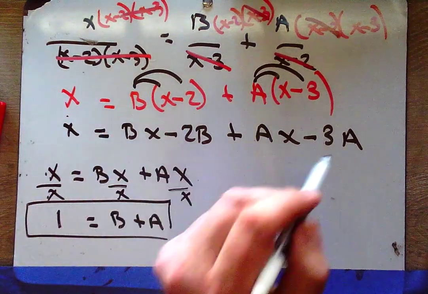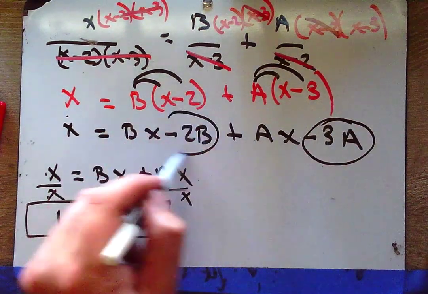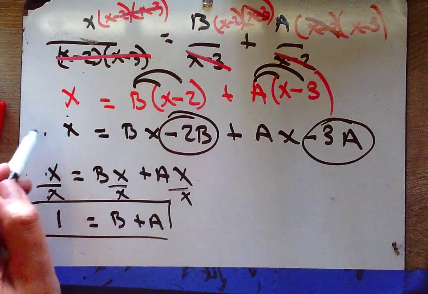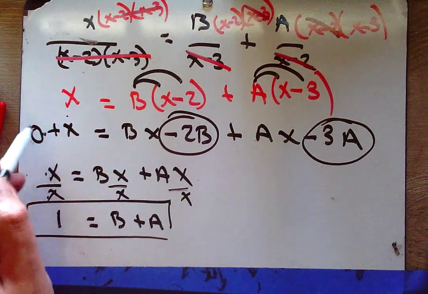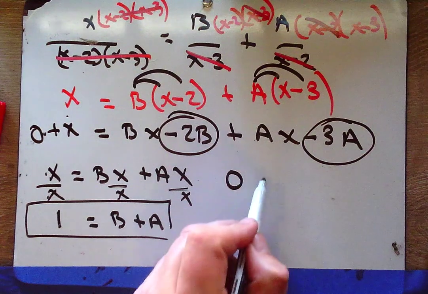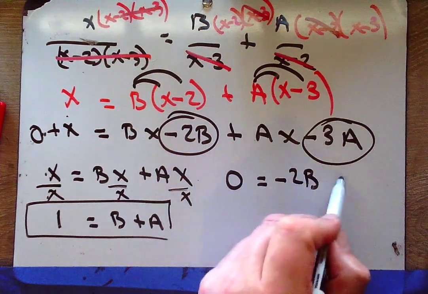I also need to take all this not x stuff. Do you see any over here? No, me neither. It's 0. So 0 equals minus 2b minus 3a.